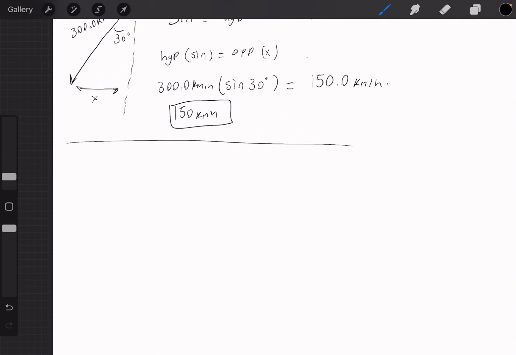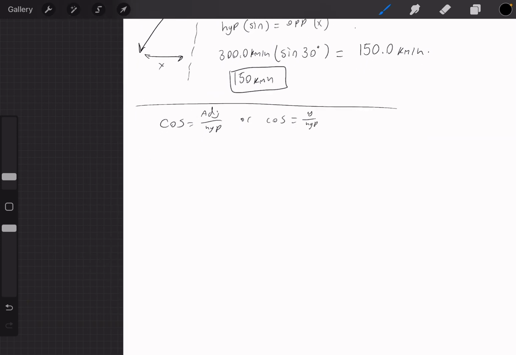So we're going to be using cos. So cos equals adjacent over hypotenuse, or cos equals y over hypotenuse. All right, so same thing here. I'm going to skip the rearranging steps because I just showed you how to do it and it's exactly the same.